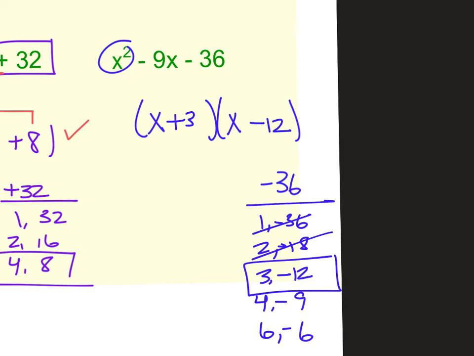And you're going to check your answer by showing me that, yes, I thought it through, and I know that we're getting to that negative 9. So x times negative 12 is negative 12x, and 3 times x is 3x. Is negative 12x plus 3x negative 9x? It is, so we got the right answer.